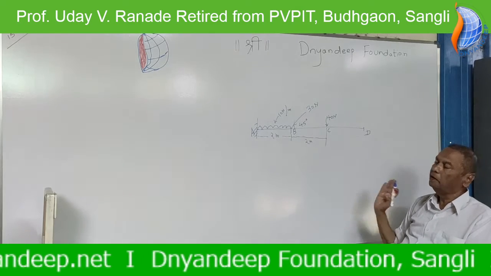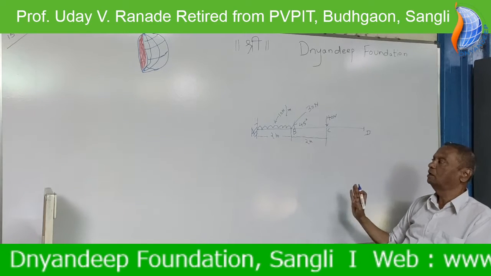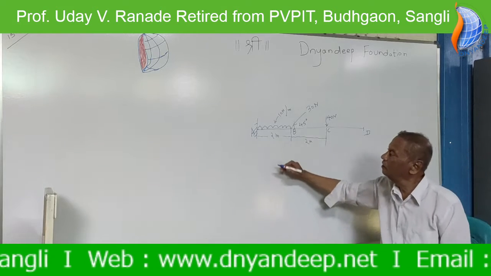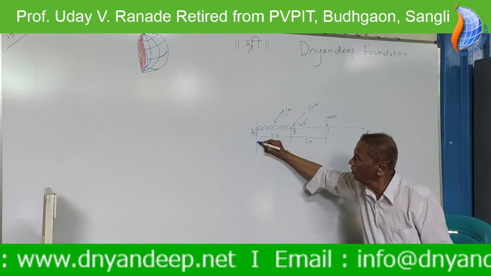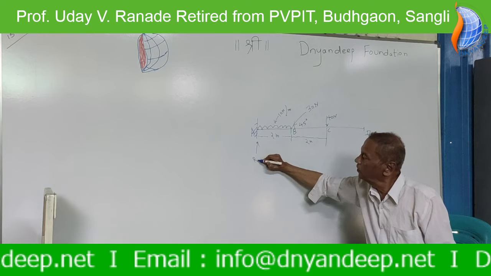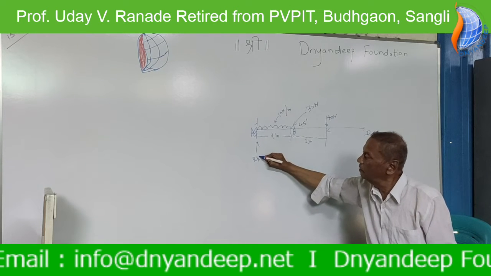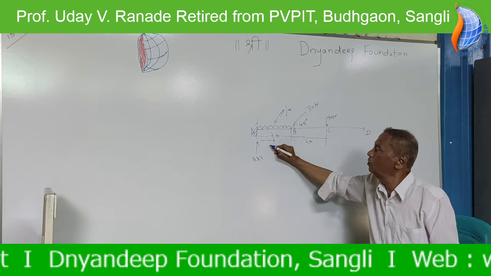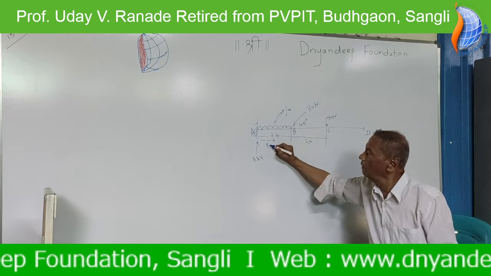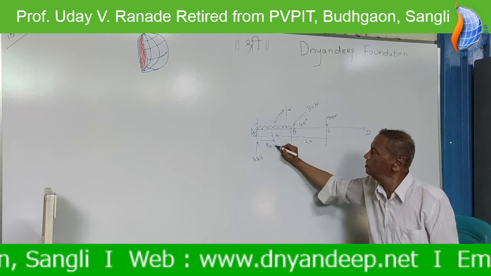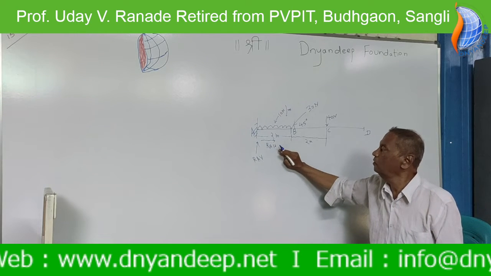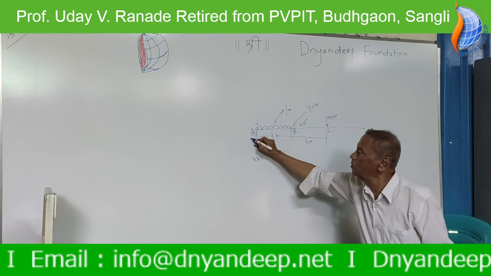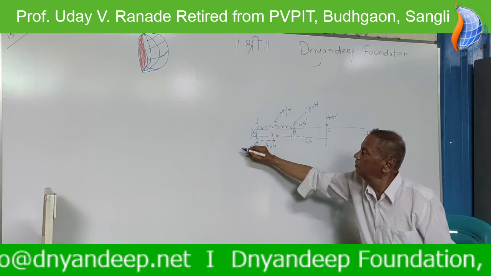Now at A there is a fixed support. At a fixed support, what are the reactions? One is vertical, which is called RA, in the vertical direction. Another is horizontal, RAH, the component of RA in the horizontal direction. And what is the third type of reaction? It is MA.